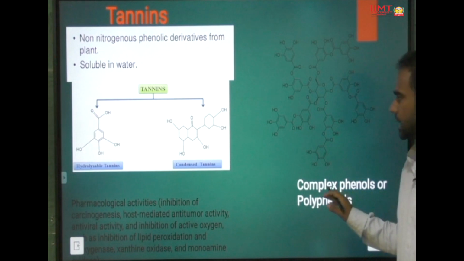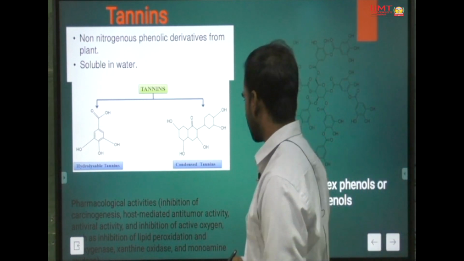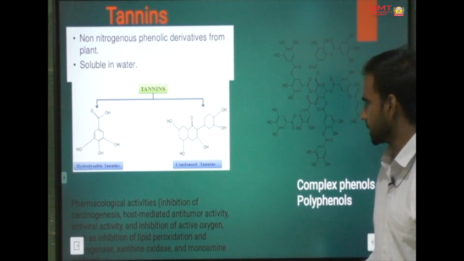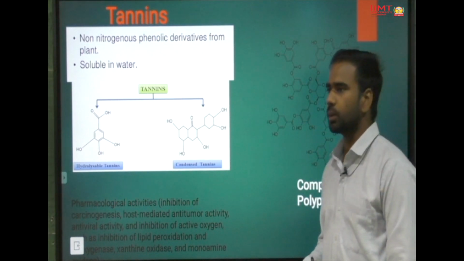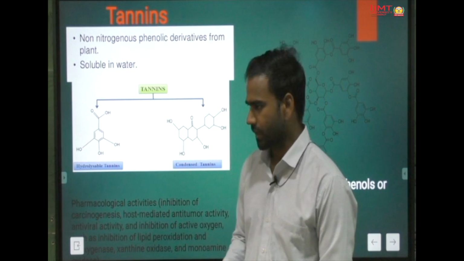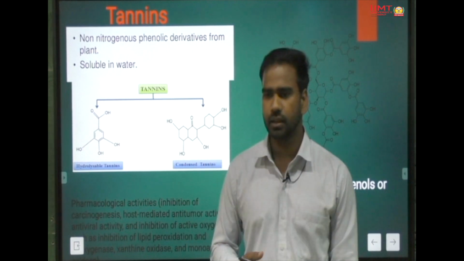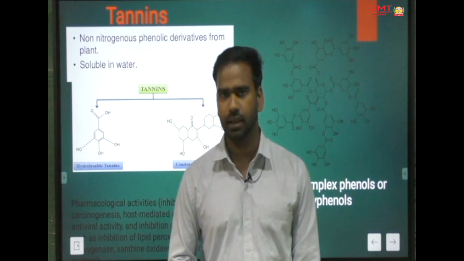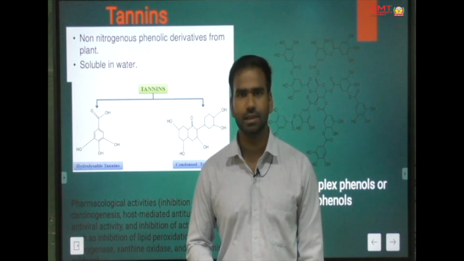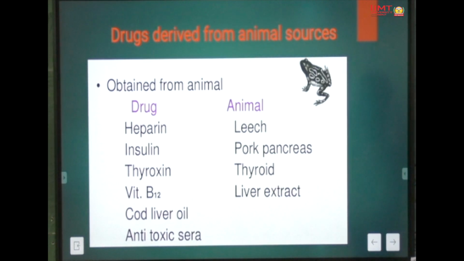We can also say the pharmacological activities of tannins include anti-cancer or anti-tumor, antiviral activity, inhibition of active oxygen, and inhibition of lipid peroxidation in the body when it is exposed to oxidative stress and inflammatory stress also. So tannin has a widespread role in pharmacological activities, and is mostly used as a cardioprotective agent, and also for antihypertensive properties.